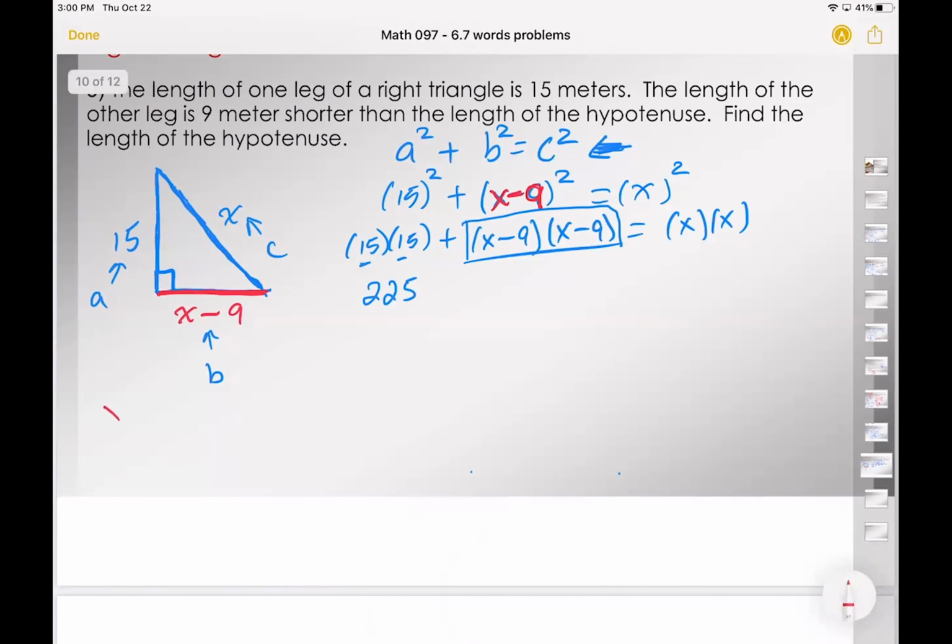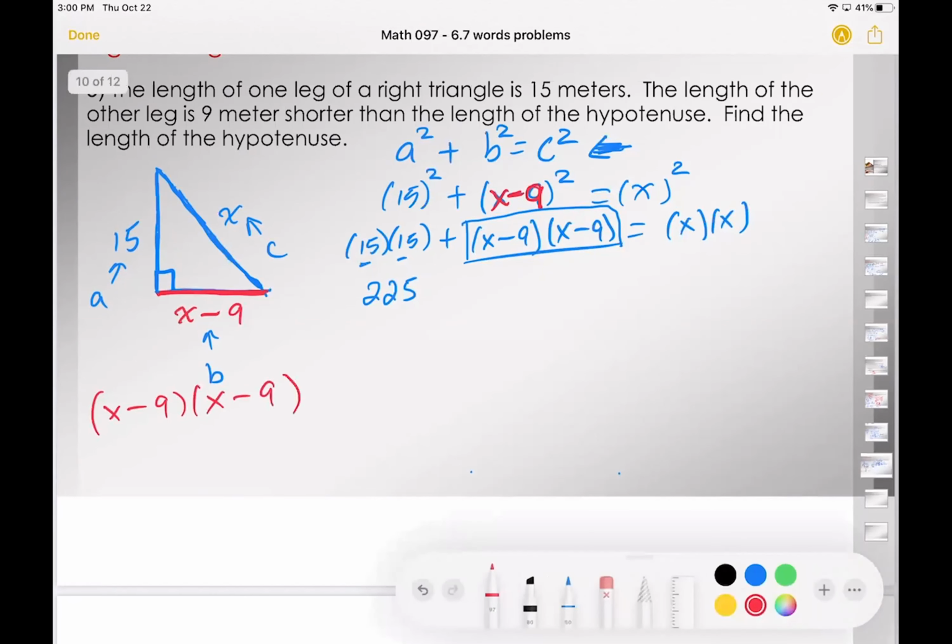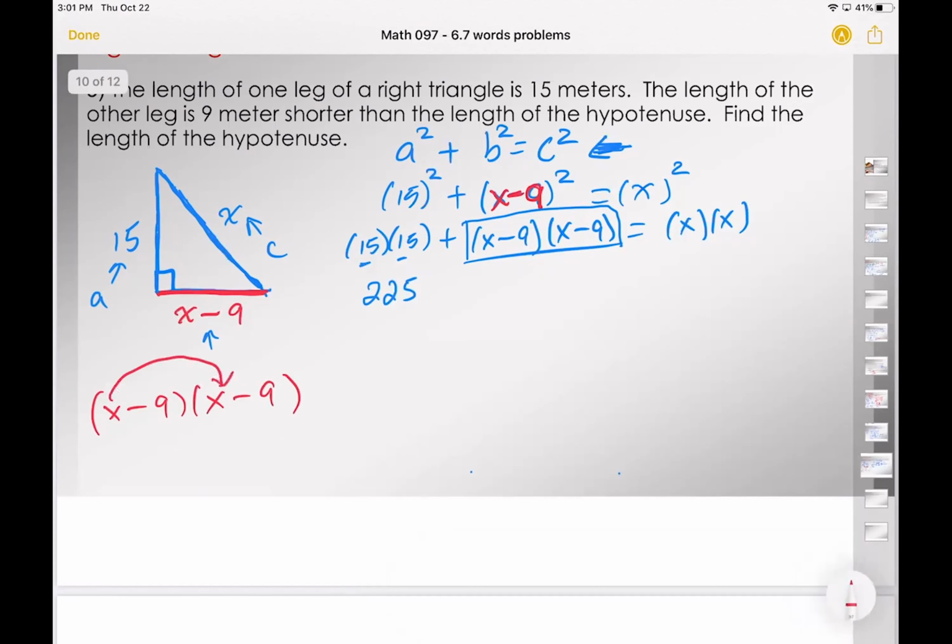Do you agree that x minus 9 times x minus 9, this is in chapter 5, we need to FOIL them out, meaning x times x is x squared. X times negative 9 will give me negative 9x. Negative 9 times x will give me negative 9x, and negative 9 times negative 9 gives me a positive 81. If you remember your special product rule, for x minus 9 squared, take the first term squared, put the two terms together and double them up, and take the last term squared, you can do this a little bit faster.